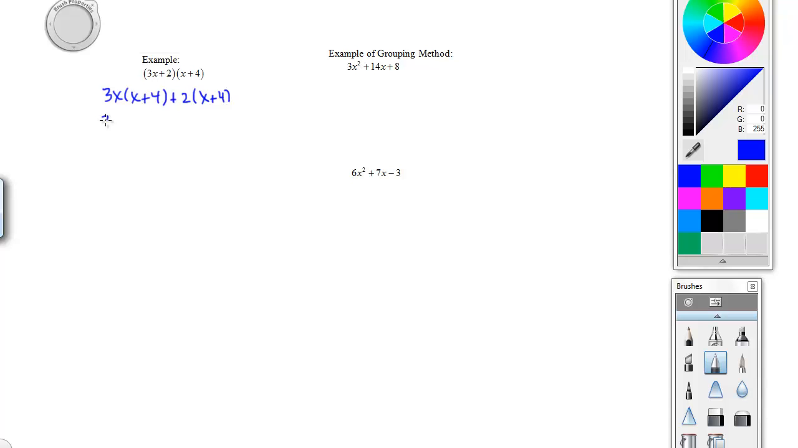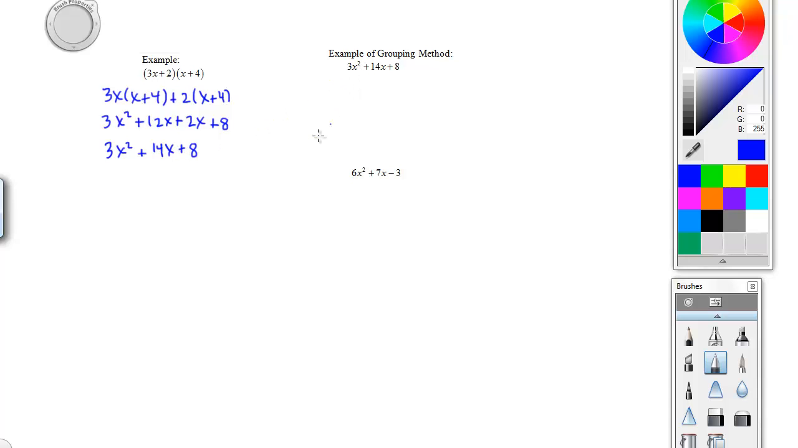So I get 3x squared plus 12x plus 2x plus 8. And then the middle two terms will combine, and you get 3x squared plus 14x plus 8.